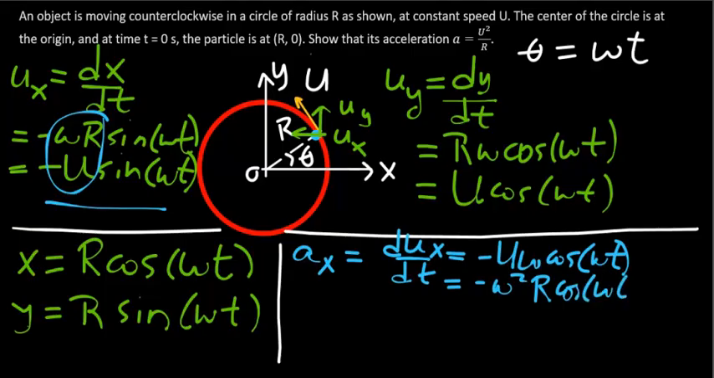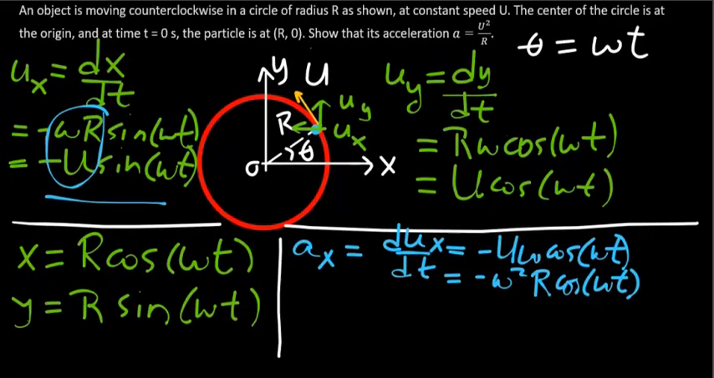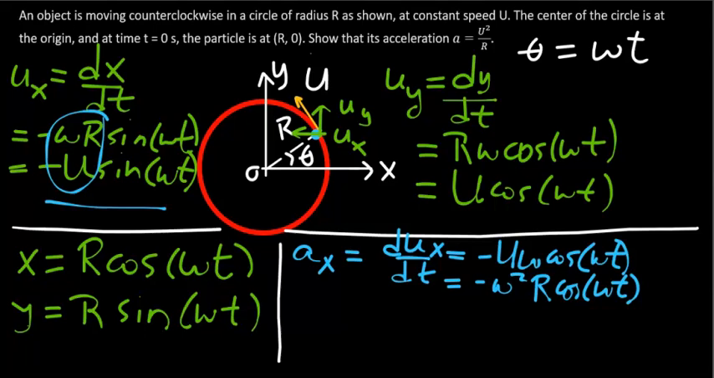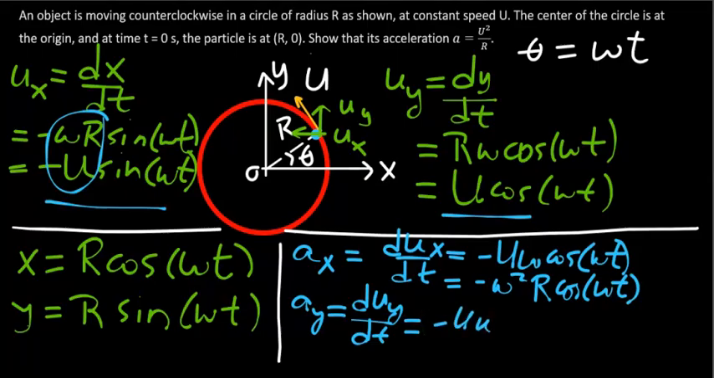Now let's do the y component of the acceleration, and that is duy/dt. So uy being that. When you take the derivative of cosine, you get minus sine, so it's minus u omega sine omega t. Since u is omega r, you can rewrite it as minus omega squared r sine omega t.